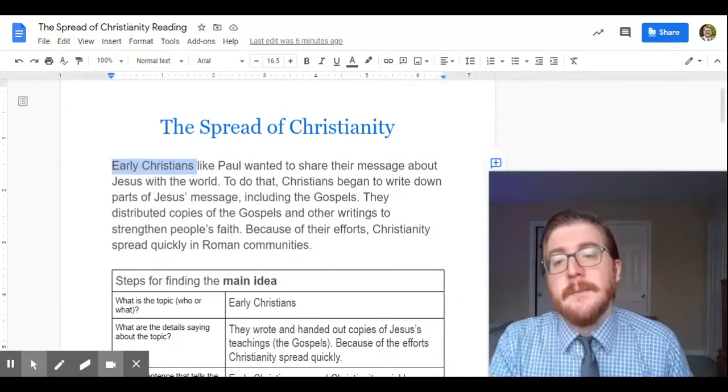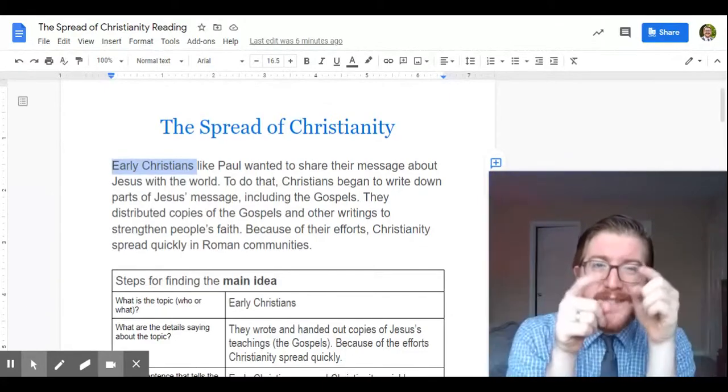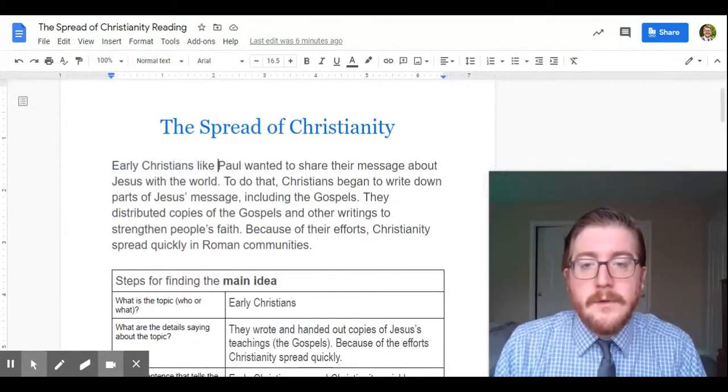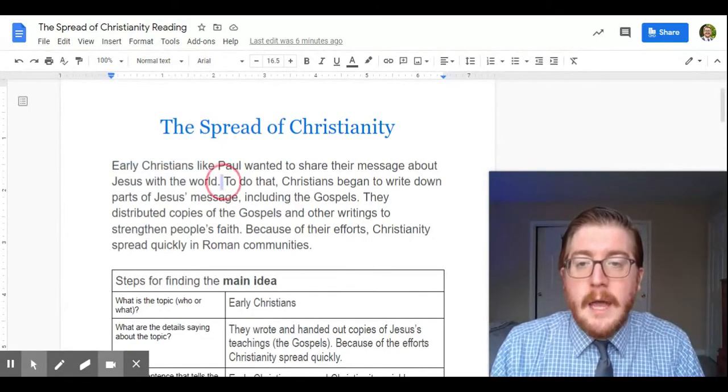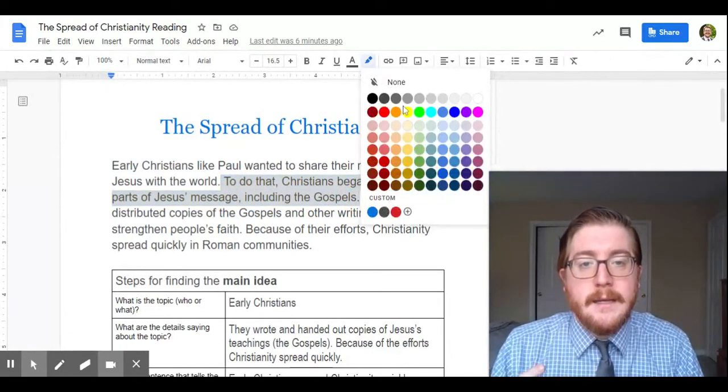The second thing we need to do is to think about, what are the details. So once we have the big picture, what are the important little details that we can use to try and figure out the main idea? Okay, so we know that early Christians were sharing their message. And here we see how they were doing that. So I want you to go ahead and highlight this sentence.